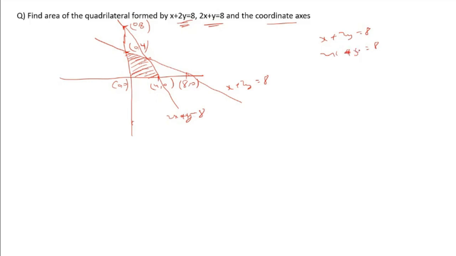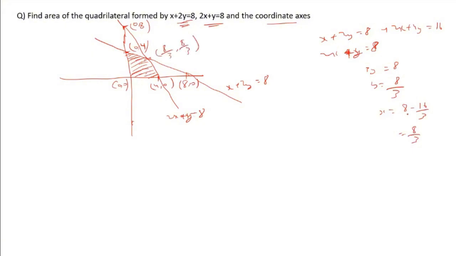So 2x plus y equal to 8. If you solve this, then this could be written as 2x plus 4y equal to 16. If you subtract these, 3y equal to 8, so y equal to 8 by 3. You put it here, so x will be equal to 8 minus 2y, which is 8 minus 16 by 3, which is 8 by 3. So this point is nothing but (8 by 3, 8 by 3).